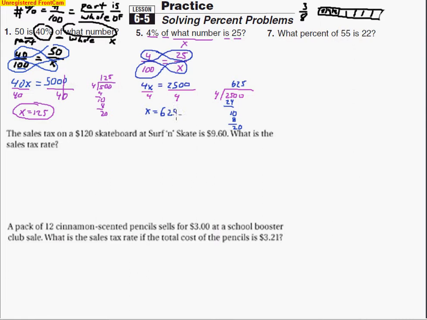I knew it had to be a big number because it was only 4%. 4% is a small percentage, and 25 is the number, so the number had to be a lot bigger than 25, and that is a lot bigger. Let's try another one here.